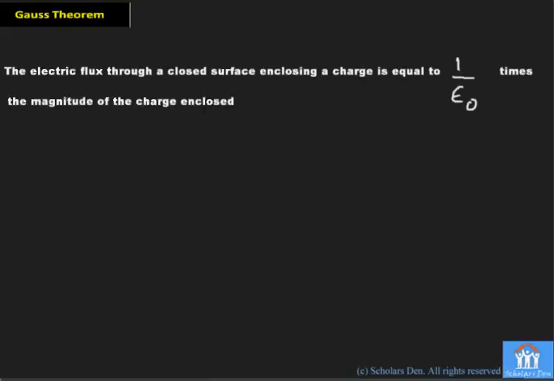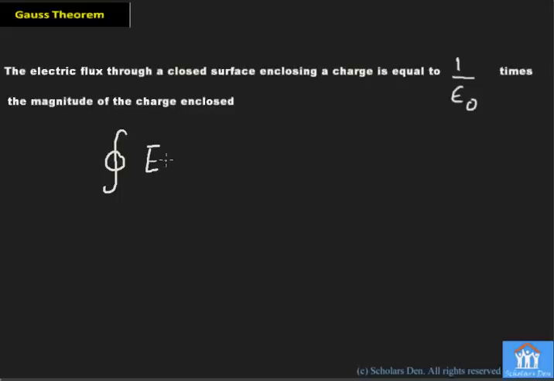Today we are going to discuss the Gauss theorem. According to Gauss, the statement is: the electric flux through a closed surface enclosing a charge is equal to 1 upon epsilon naught times the magnitude of the charge enclosed. If you write it mathematically, you will write it for any closed surface, taking the integration over any closed surface.